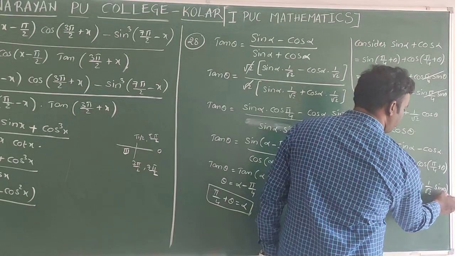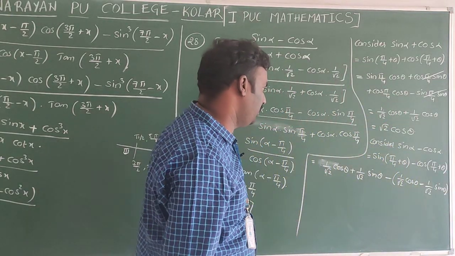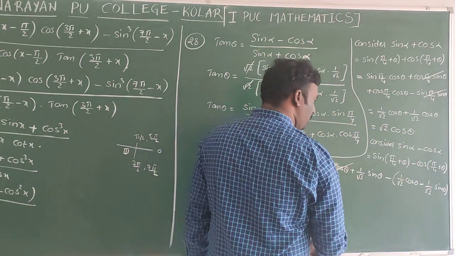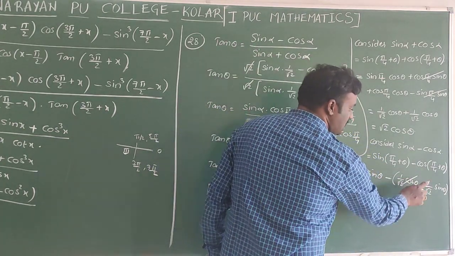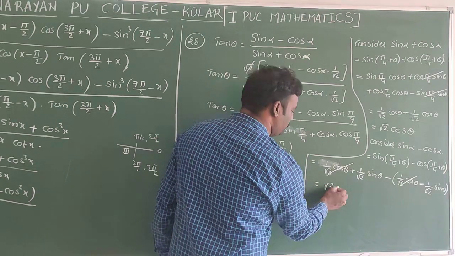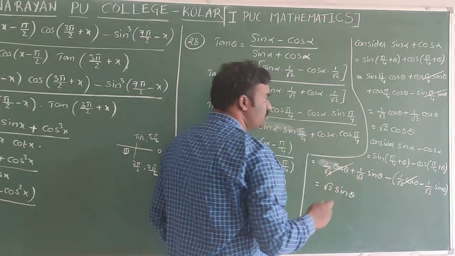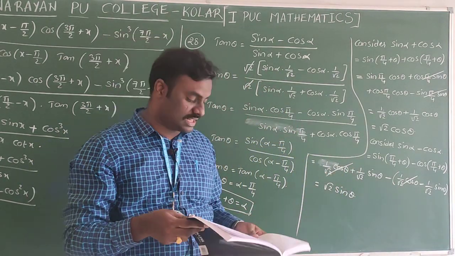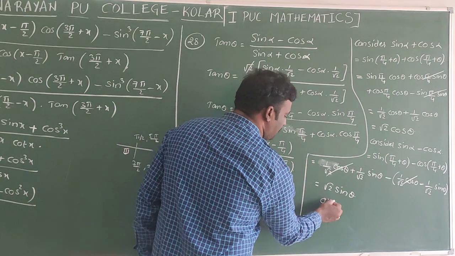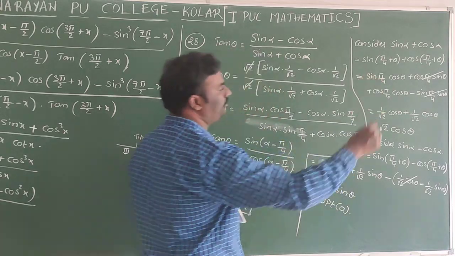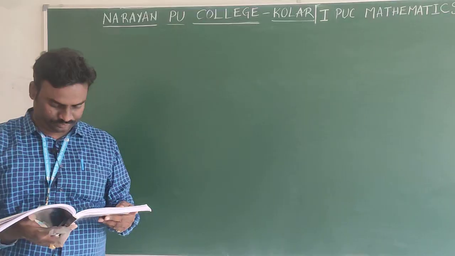Sin 45 value 1 by root 2, cos 45 1 by root 2. Now here 1 by root 2 cos theta, 1 by root 2 cos theta gets cancelled. Minus of minus plus, now you will get root 2 sin theta. So the first value is root 2 cos theta, the second value is root 2 sin theta, that is nothing but option A is the correct answer.